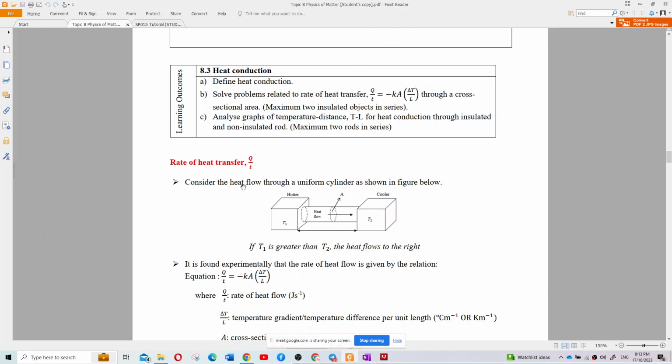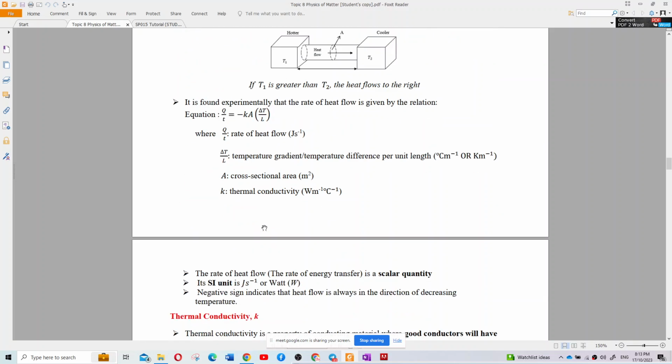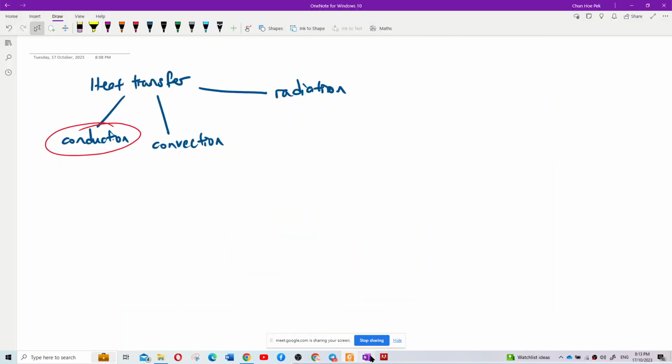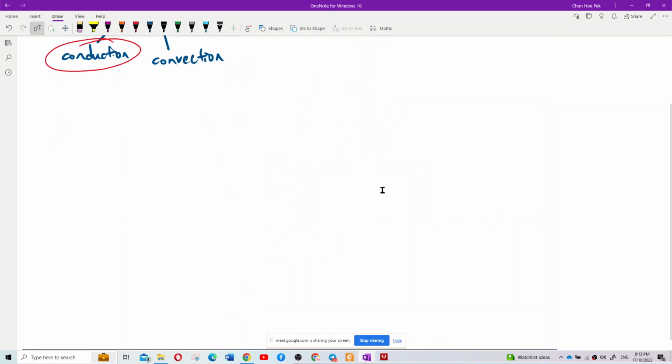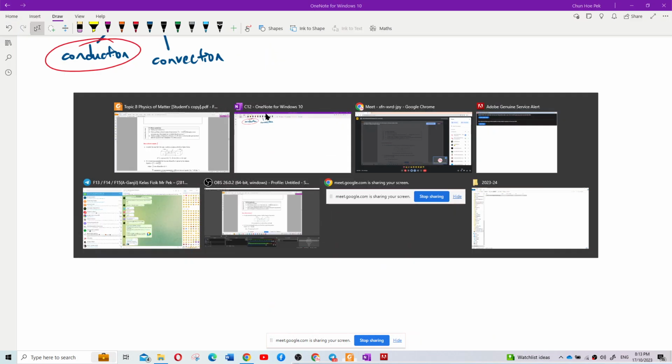Heat always transfers from a hot medium to a cold medium. I will explain this later. So this is the equation: rate of heat flow is equal to negative Ka delta T over L. I find it easier to explain using OneNote, so I will write it out. Our chapter now is 8.3 heat conduction.